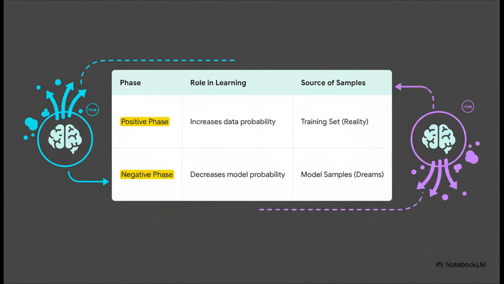Then you have the negative phase, which does the exact opposite. This part is driven by samples the model generates itself. You can think of them as its dreams. And its job is to say, okay, now lower the probability of these things you're just making up.